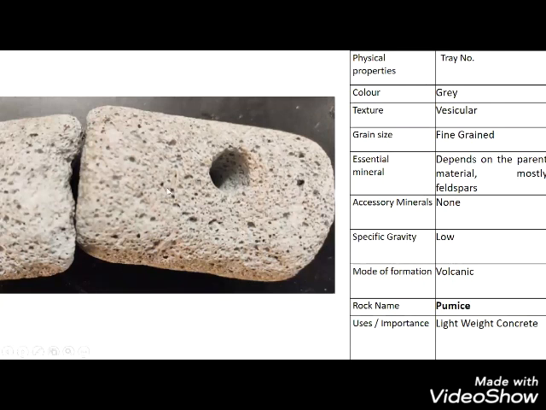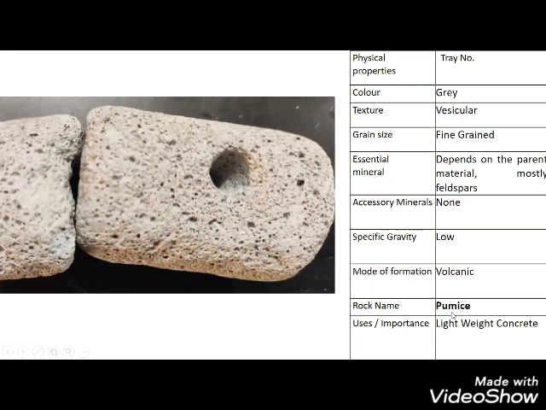Okay, accessory minerals will not be there over here because this itself will form when the gaseous or the mud material solidifies, these rocks form. So no accessory minerals will be present, and because of the escape of gases, it creates too many vesicles. Because of this, the specific gravity also will be very, very low, and the mode of formation will be volcanic. So based on the more number of vesicles and lighter weight, you have identified this particular mineral as pumice.